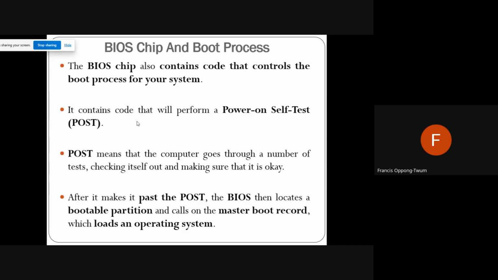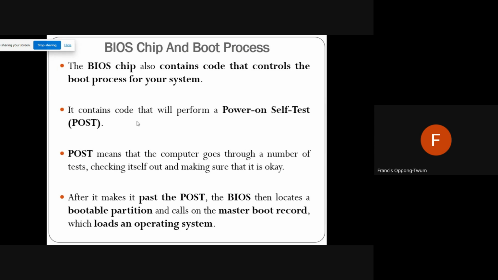So we have what you call the BIOS chip and the boot process. The BIOS is very important, and the BIOS chip contains the code that controls the boot process for your computer. And by now, when we mention booting, as is already established, we have warm booting and cold booting.